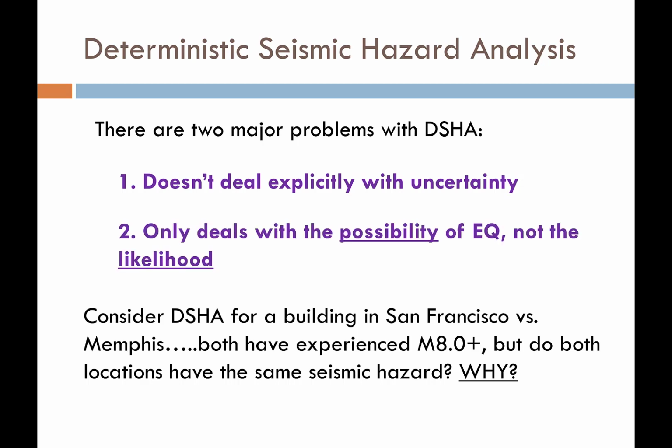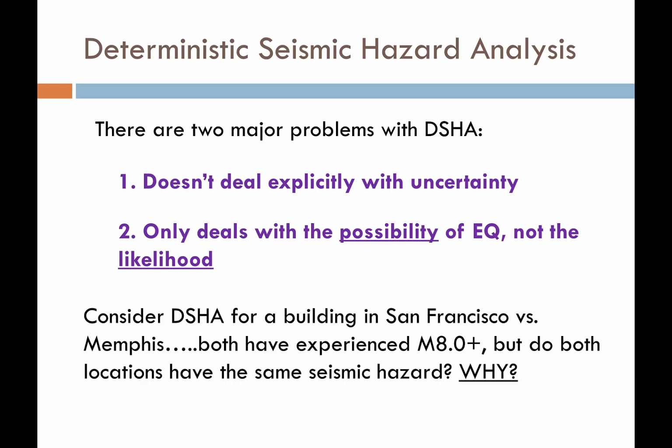And related to that, it doesn't deal with the likelihood of the earthquake. It only deals with the possibility of the earthquake. And if it's possible, in a DSHA, it happened. It doesn't matter if it's unlikely or not. If it's possible, you assume it happened.